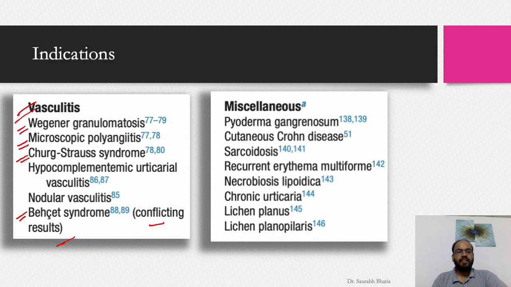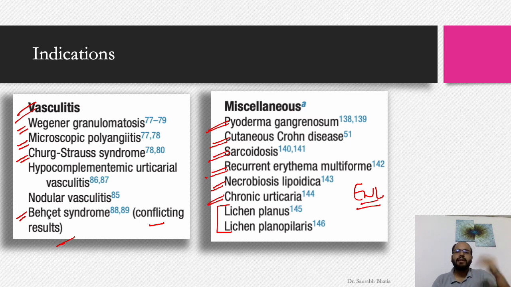Now, vasculitis like Wegener's granulomatosis, microscopic polyangiitis, Churg-Strauss, Behcet syndrome, MMF has been used in these disorders. Other miscellaneous disorders are pyoderma gangrenosum, cutaneous Crohn's, sarcoidosis, recurrent erythema multiforme, or ENL. There have been isolated case reports of using it in ENL. Necrobiosis lipoidica, chronic urticaria, lichen disorders like lichen planus, lichen planopilaris. Now, there have been isolated case reports of its use in these disorders.